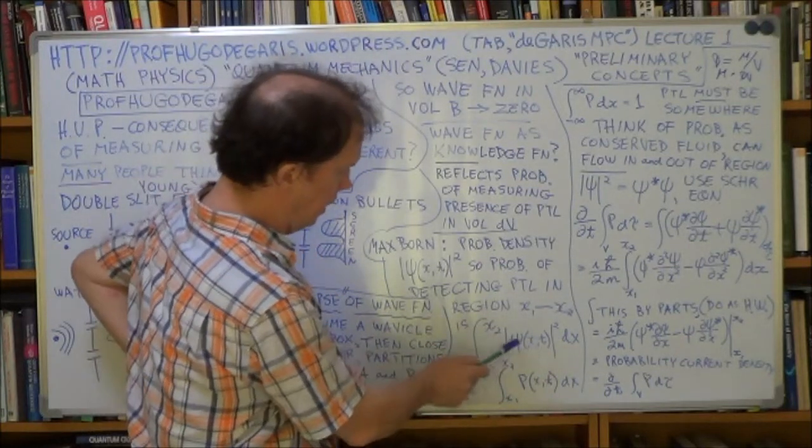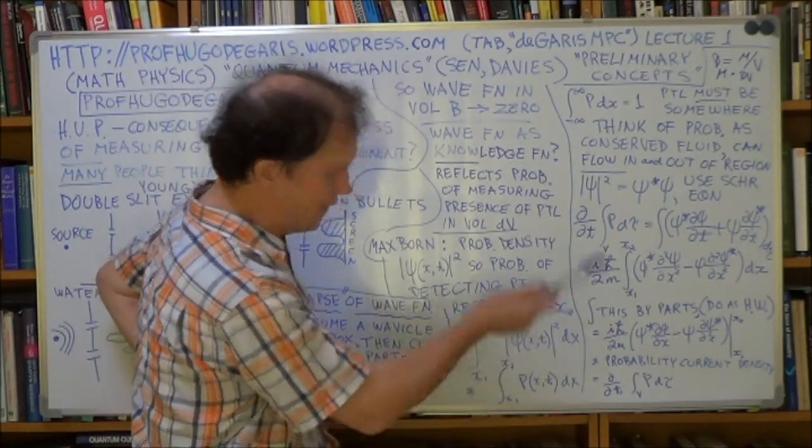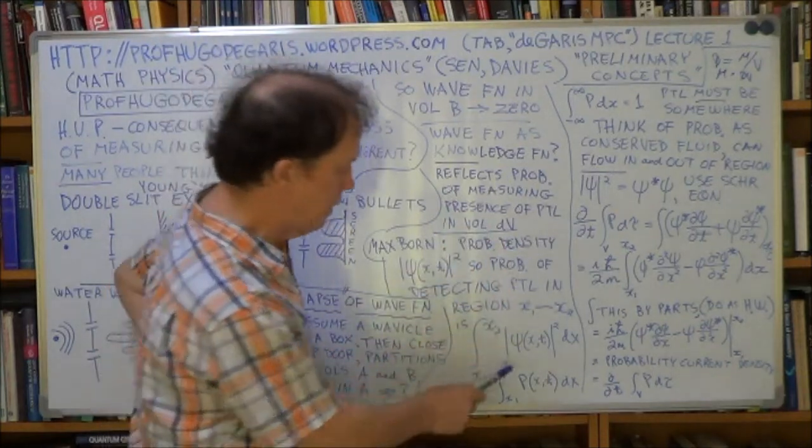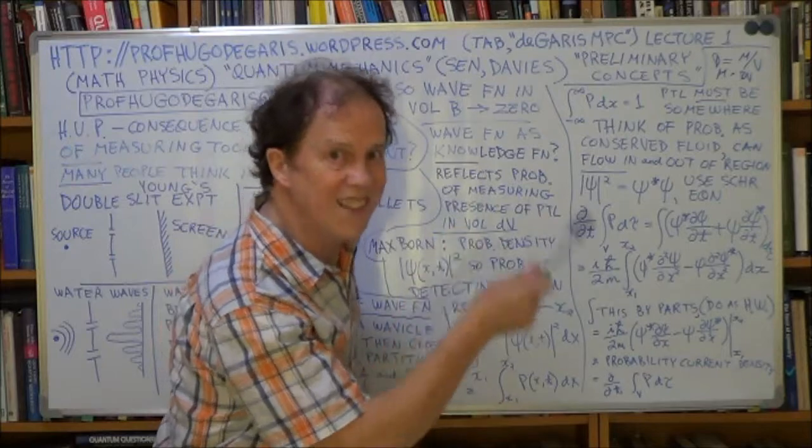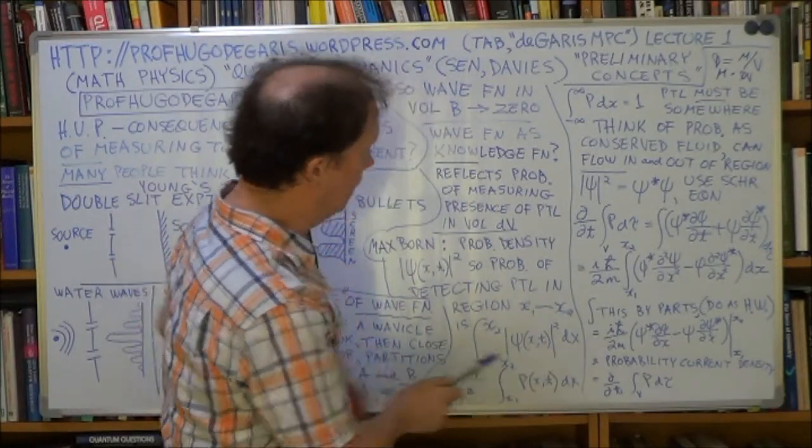Which is what's being said here. And this psi squared is the probability density. It's not the probability, it's the density. And you integrate the density, probability density, to get the actual probability.